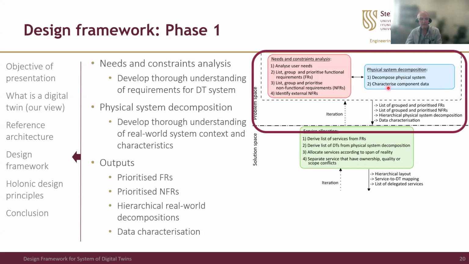So the first phase here at the top of the diagram, I've just zoomed in a little bit, is the requirements analysis phase. So needs and constraints analysis, as one would typically do for a systems engineering process, where you determine who your stakeholders are and what they want. But for a digital twin system, in parallel with that, and they are tightly coupled, so that's why they're in the same phase, you also need to understand the physical system: how the physical system is composed, what its inherent breakdown and compositions are, and also what the data characteristics of the physical system are. So the output of this step is a list of functional requirements, prioritized non-functional requirements, a hierarchical real-world decomposition, and the data characterization.